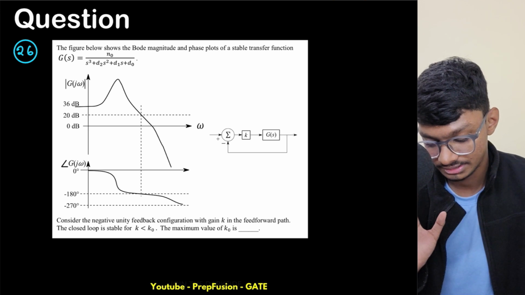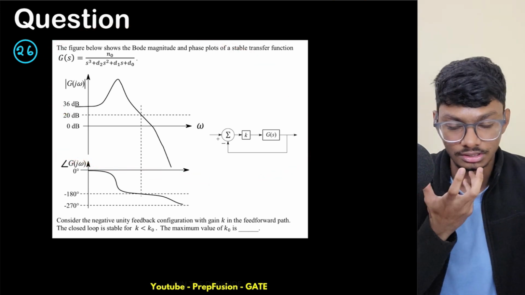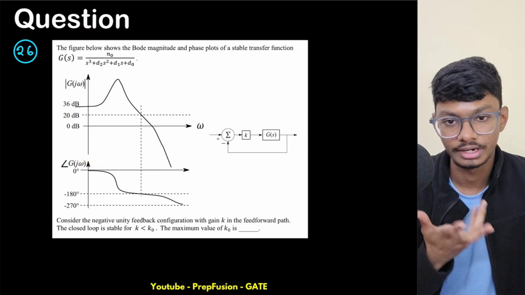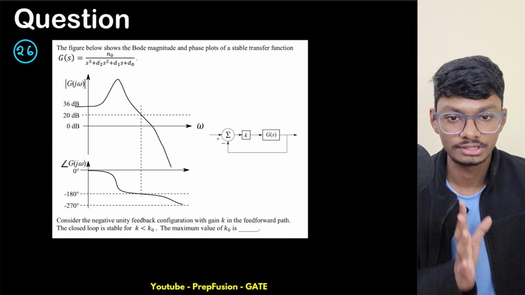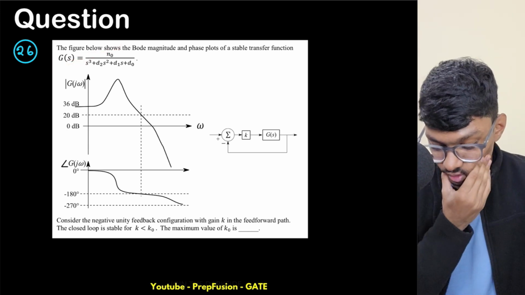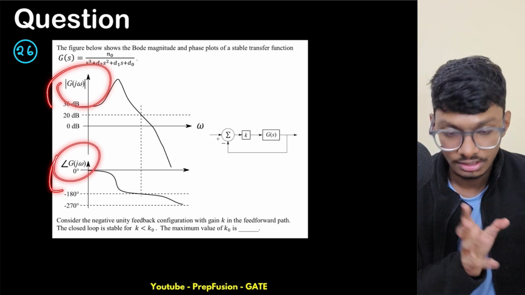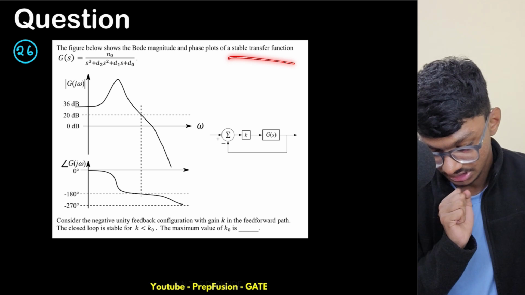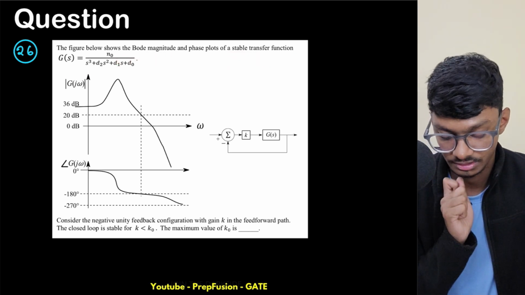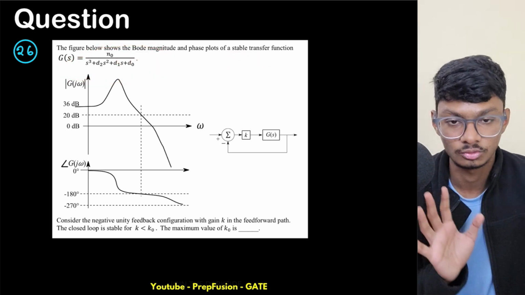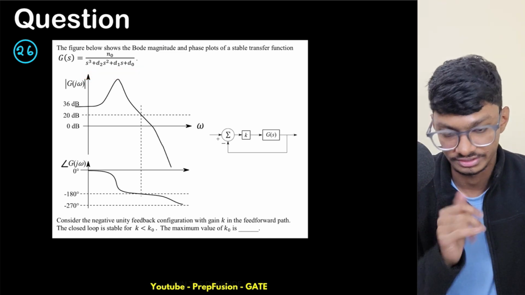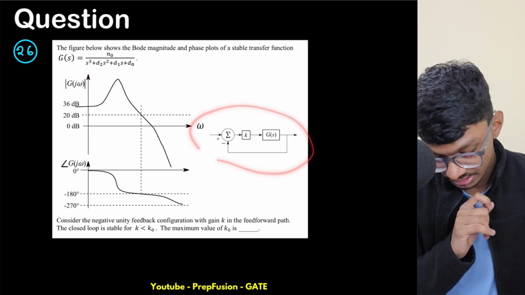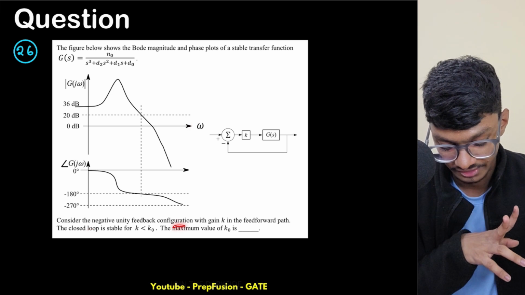So let's see this question. This is also a GATE question, but I have forgotten to write the year. So here what does this tell us? So here they have given us the gain and the phase angle of a stable transfer function. The Bode magnitude and phase plot of a stable transfer function is given. They haven't told us anything about the coefficients of S or something. They have given this, that consider the negative unity feedback configuration with gain k.